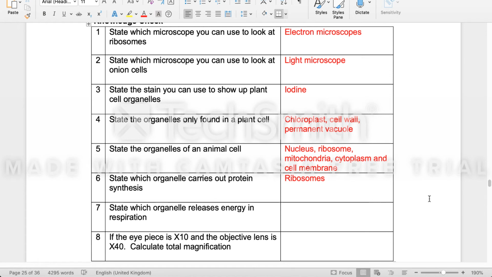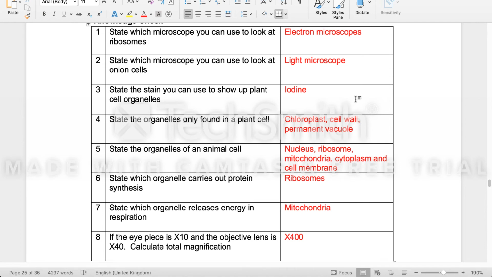Number 7, state which organelle releases energy in respiration. Energy refers to power, power refers to mitochondria. Okay. And last one, if the eyepiece is 10 times and the objective lens is 40 times, what is the total magnification? Total magnification, you just multiply the 2, which gives you 400 times. Okay, so please make sure that you have all the answers correct in your booklet, and let us move on to the bulk of the lesson here.